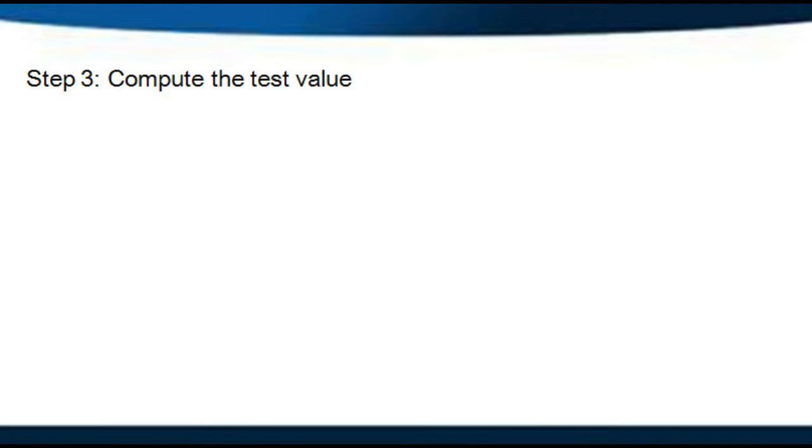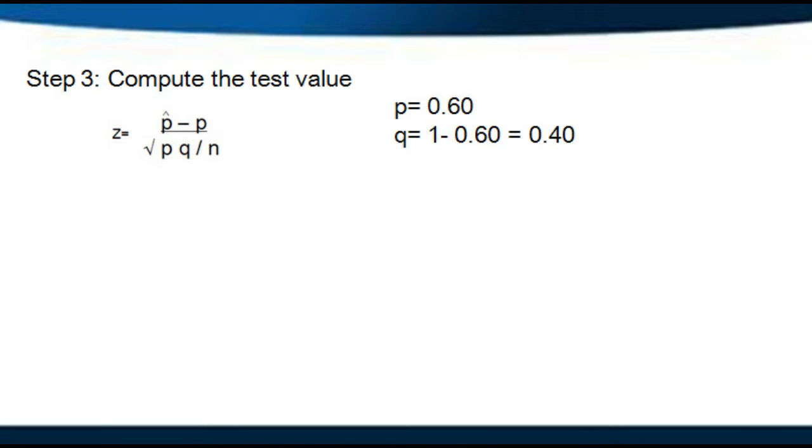Step 3. Compute the test value. We are going to use the formula for z-test for a proportion. Z is equal to p hat minus p over the square root of pq over n. First, we are going to identify the givens. P should be 0.60 since our claim is 60%. Q should be the complement of P, which is 1 minus 0.60, and that is 0.40.